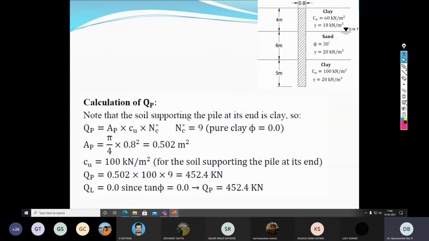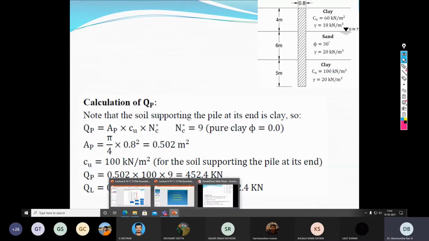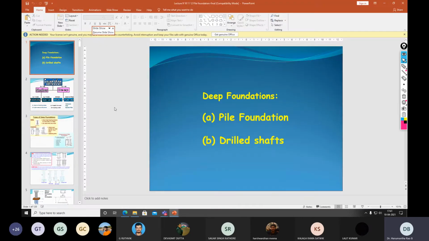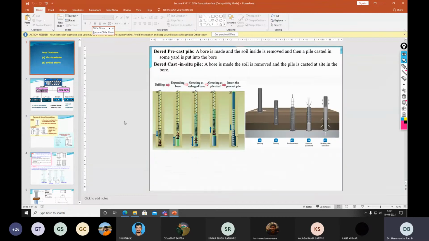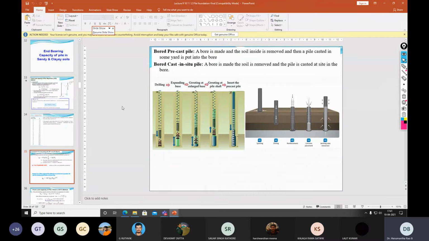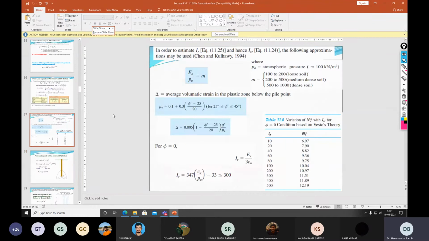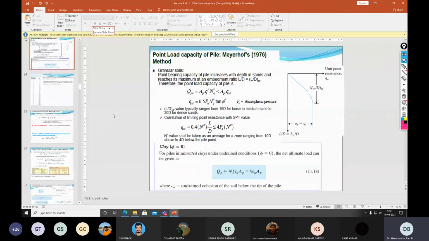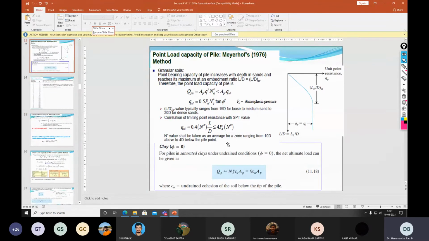But if you look at the Meyerhof theory, this QP should be less than or equal to Q limited. Let us look at another equation. QP must be less than or equal to Q limited. So this is the Meyerhof theory.